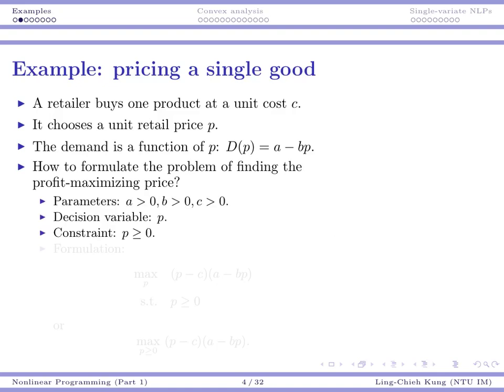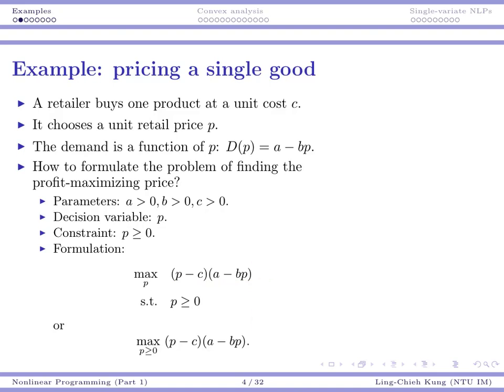Regarding formulating this problem, first we recognize that there are some parameters, A, B, and C. They are given and fixed, so they are parameters. The decision variable is the retail price P, and I'm looking for P subject to this constraint. P cannot be negative. Then profit maximization can be formulated like this. I'm looking for a P such that P is non-negative, and this is my profit. P minus C is the sales margin, and A minus BP is the sales quantity. So the product of them is the total profit.